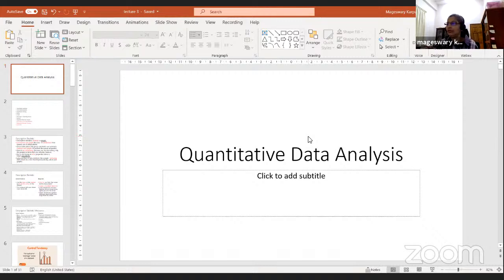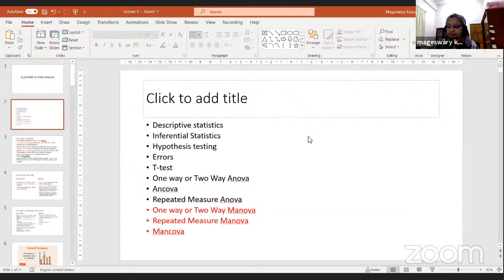Okay, right. Now, as I mentioned just now to Dr. Tuzi, when I talk about quantitative data analysis, these are the topics that I supposedly must cover. I can start from descriptive, inferential, hypothesis testing, errors, t-test, and all this. But I don't think I can cover everything. These three parts involve multivariate data analysis, so I thought of talking about them together with factor analysis next week.